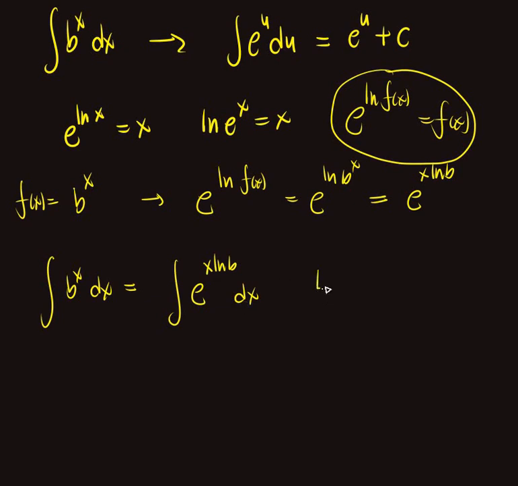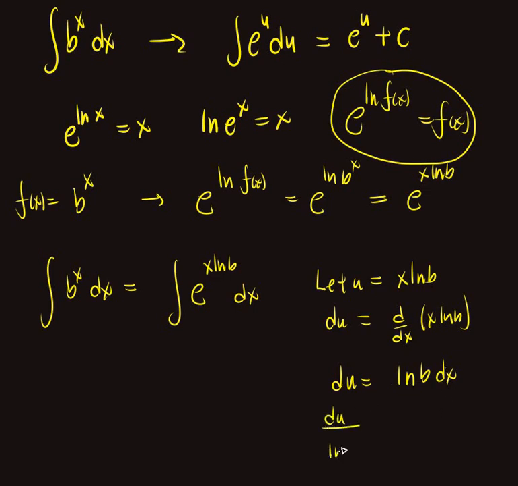Now here we said that u is equal to x natural log of b. So du is going to be the derivative with respect to x of x natural log of b, and we know that this is natural log of b dx. So du equals natural log of b dx. We solve for dx, and we have that du divided by natural log of b is equal to dx. Now we have our dx.